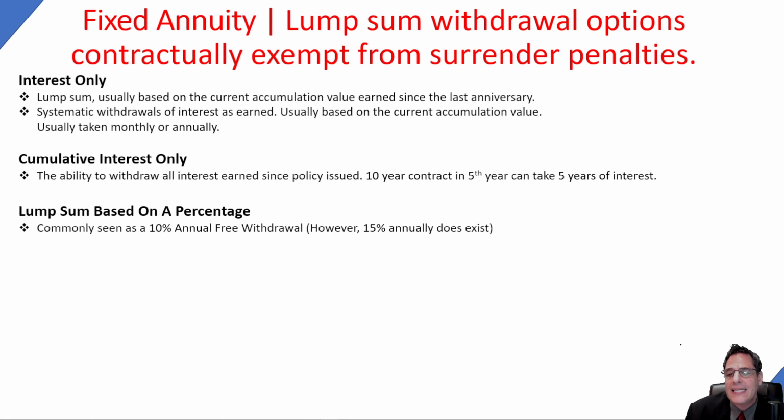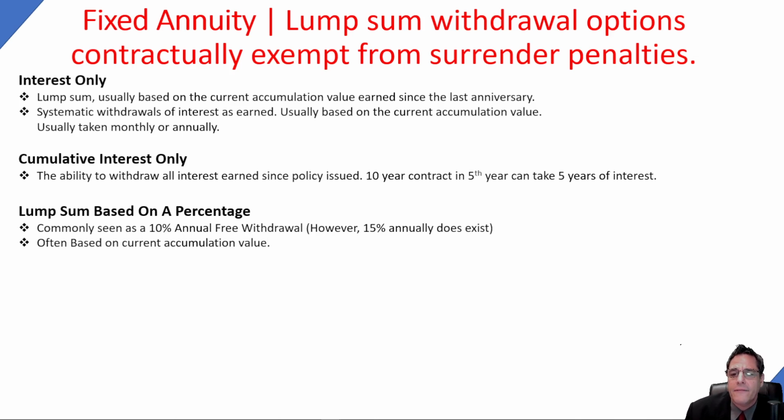Then there's the lump sum based on a percentage. Commonly seen as the 10% free withdrawal provision. I have seen them up to 15%, and I've seen them as high as 20, but most commonly used is the 10%. They might also be limited to 5%. The percentage might also be limited to whatever the interest rate is. So that's kind of an interest-only, but they call it a percentage. If your interest rate's 5%, you can take 5%. Some of them have a 5.5% interest rate, but you can still only take 5%. So that's the percentage.